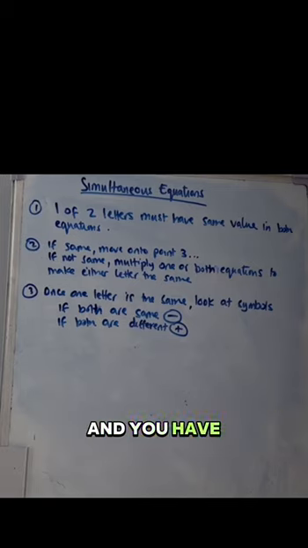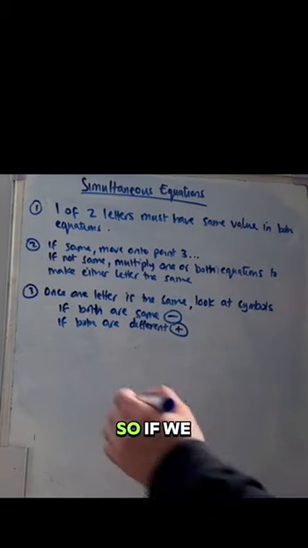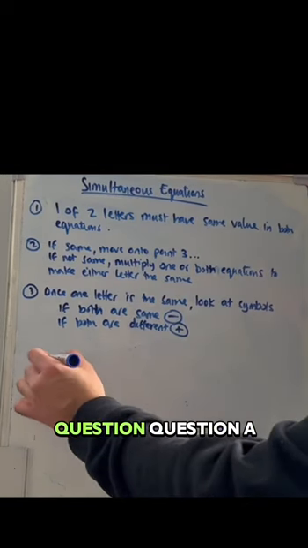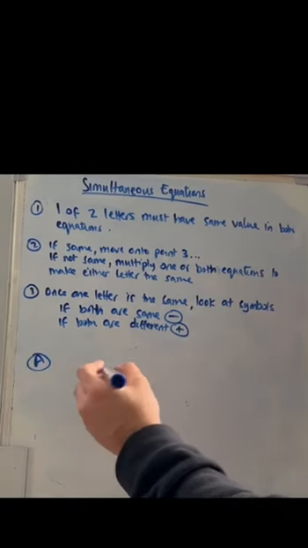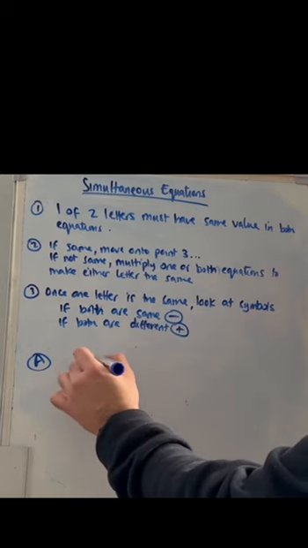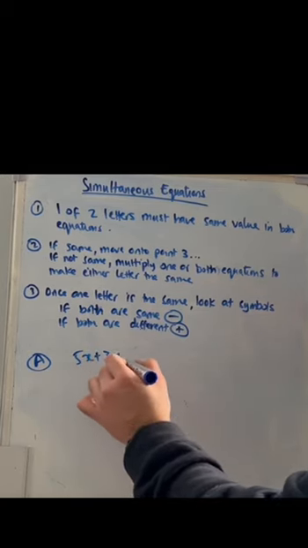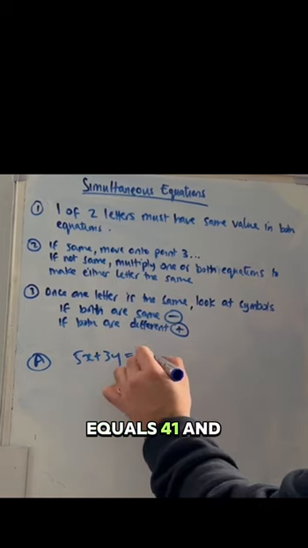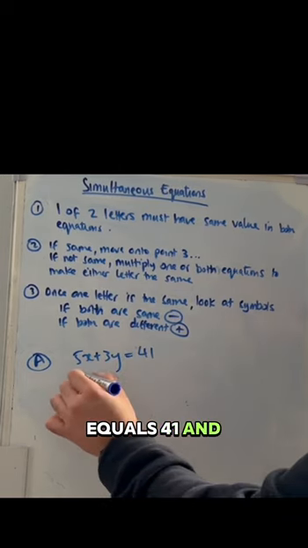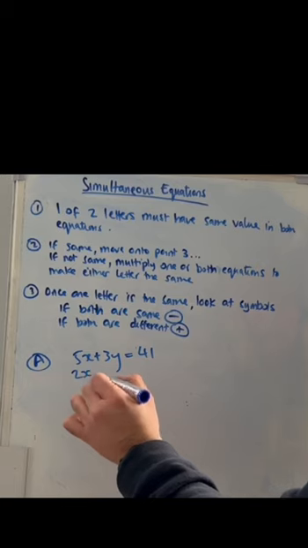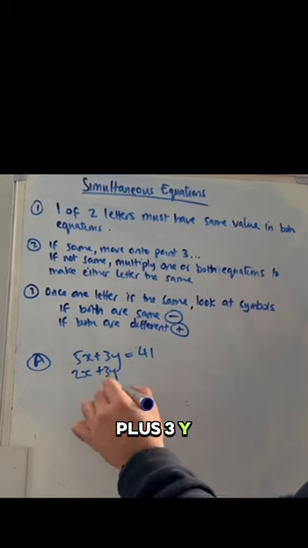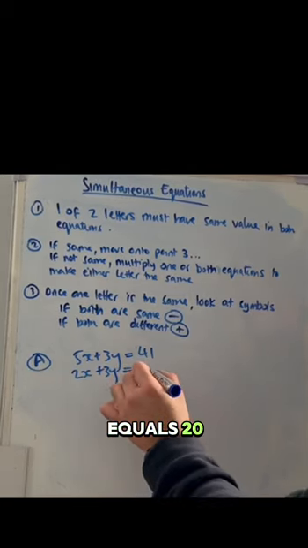For the students doing GCSE foundation, you've got something called simultaneous equations, where usually you have two equations together and you have to solve them using one another. So if we look at question A: 5x plus 3y equals 41 and 2x plus 3y equals 20.